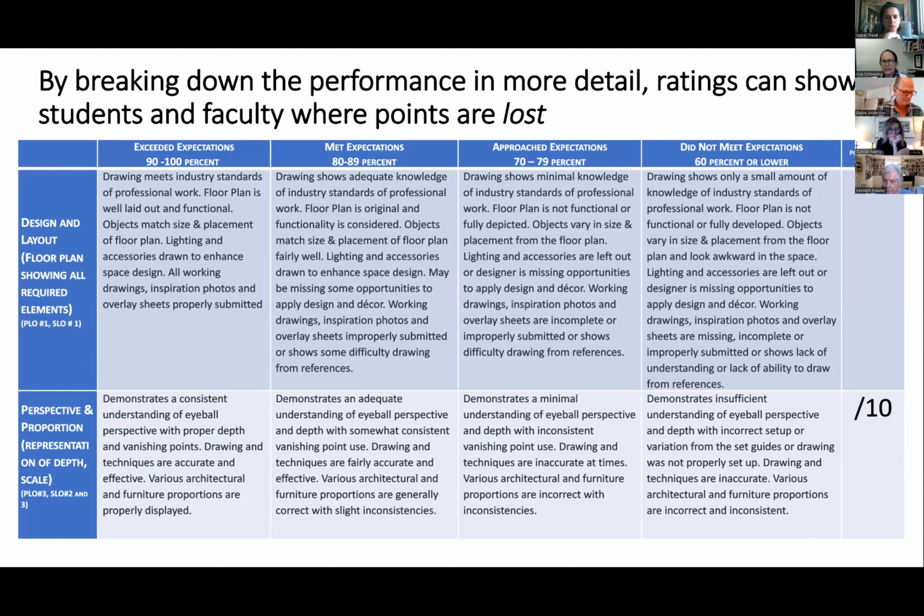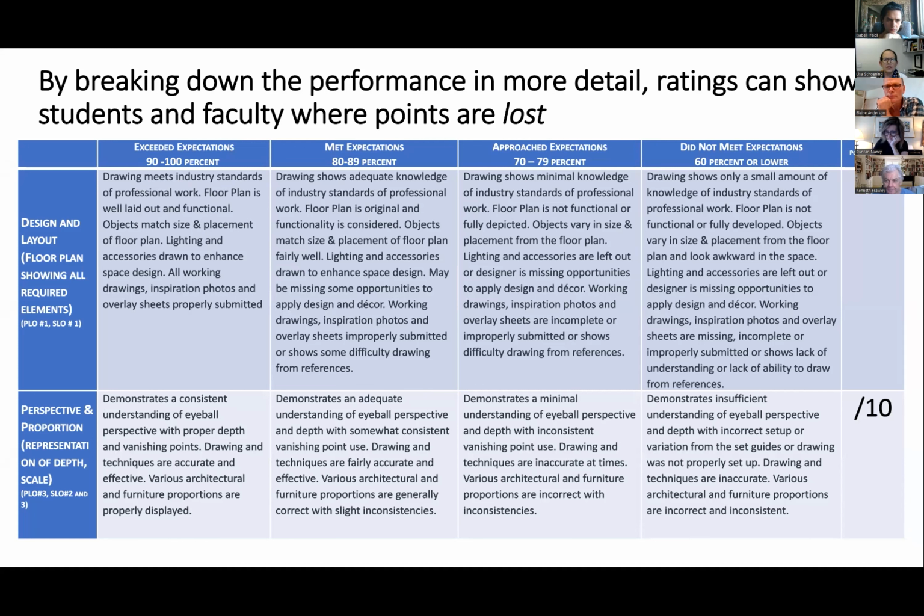As I said, this is Blaine's rubric, but I want to address your attention to how the language is set up and how it allows the student to see where the points get lost in a particular area. So as an example, drawing meets industry standards for professional work. Floor plan is well laid out and functional. The step down from that into the B range for the work, or 80 to 89%, the drawing shows adequate knowledge of industry standards. Floor plan is original and functionality is considered.